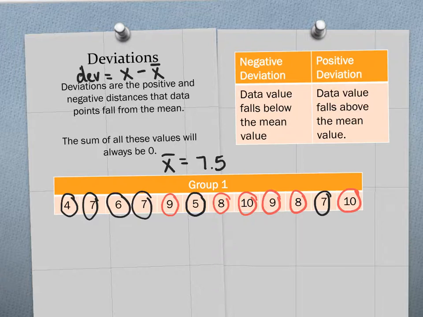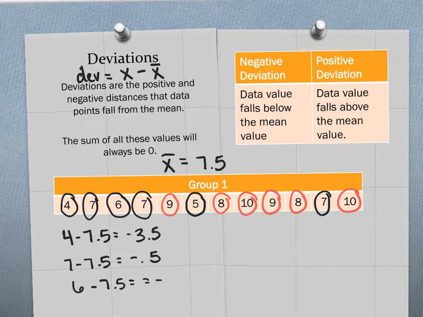So the first one would be 4 minus 7.5, and that's equal to negative 3.5. And you have 7 minus 7.5. That's equal to a negative 0.5. 6 minus 7.5. That's equal to a negative 1.5. 7 minus 7.5 equals negative 0.5. Then you have 9 minus 7.5. That's equal to a positive 1.5.